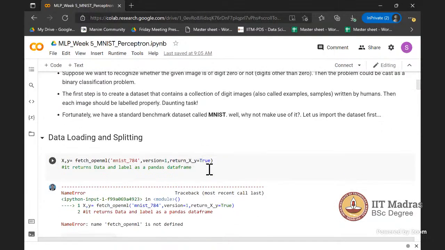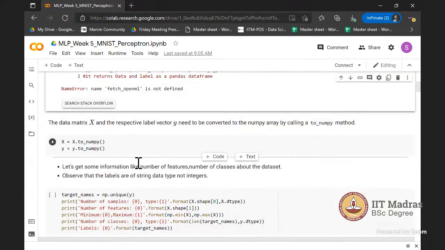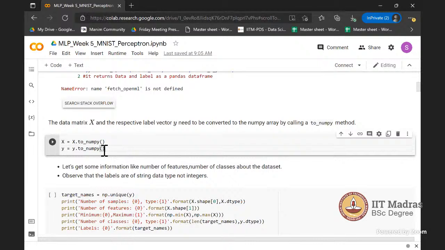Then we are going to load the data from the OpenML website using the fetch_openml API. And this is the name of the data set and the version number. And we are mentioning that it should return the feature set as well as the labels, as a features and label pair. Next, we are going to convert those features and labels into NumPy arrays.